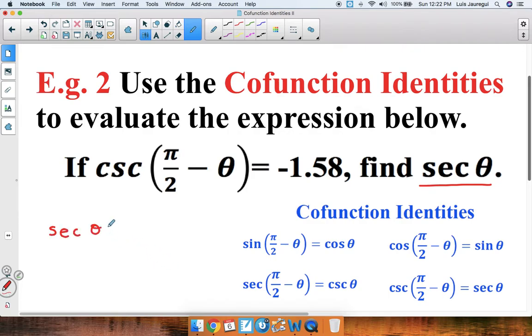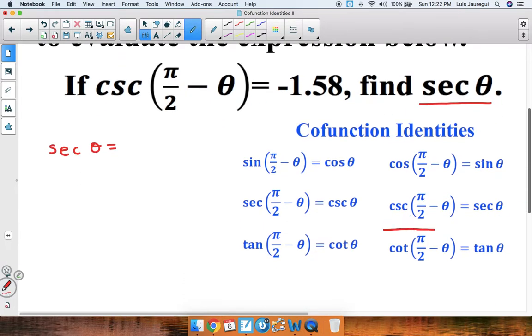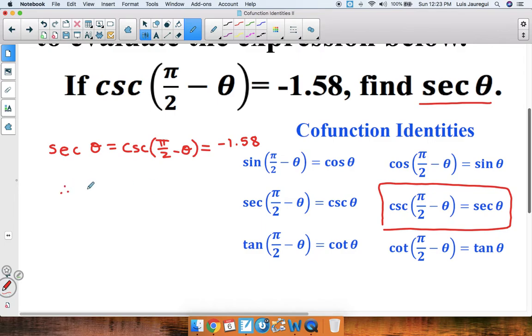Once we have written down what we want, we identify which cofunction identity is relevant for this case. Looking at the list of 6 cofunction identities, we find out that the one that is relevant for our case is this one. So writing that down, we can say the following. Secant of theta is equal to cosecant of pi over 2 minus theta. But we know the value for cosecant of pi over 2 minus theta, which in this case happens to be negative 1.58. Therefore, using the transitive property of equality, we can conclude that secant of theta is equal to negative 1.58.